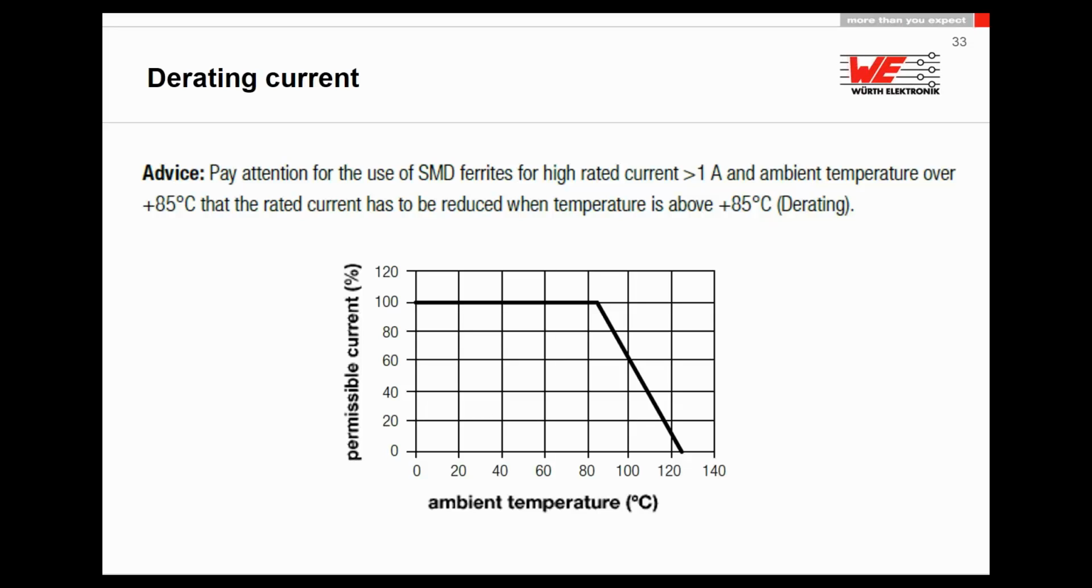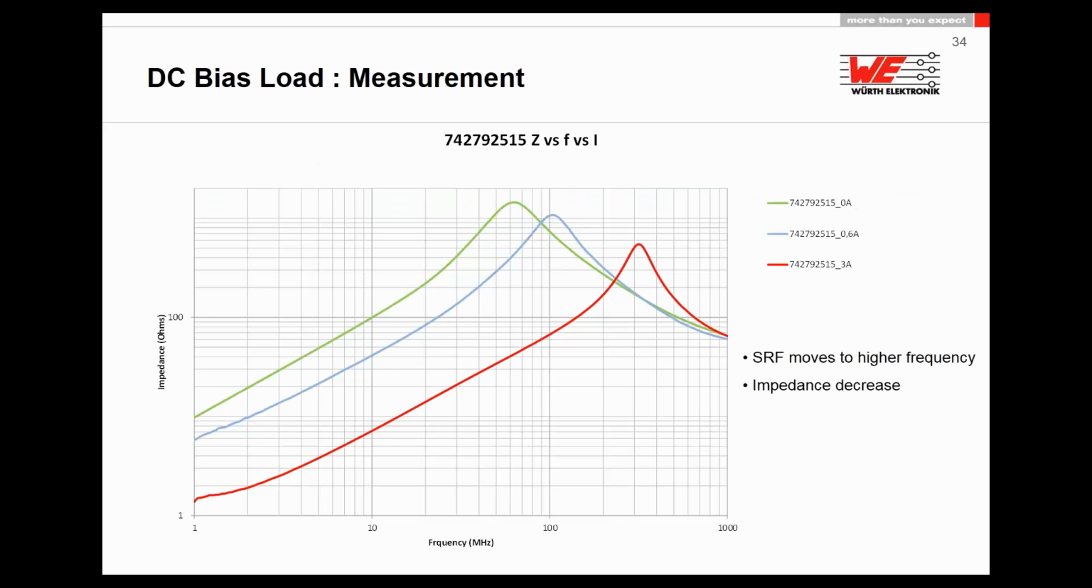As soon as you have a higher temperature like 100 degrees Celsius, you must derate, because the maximum current at 100 degrees Celsius will be only 60% of its initial value. Otherwise it will be too hot, and if the ferrite goes too hot, it could be desoldered by itself and run away from the PCB.